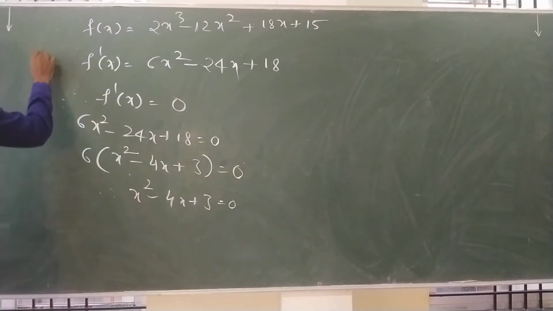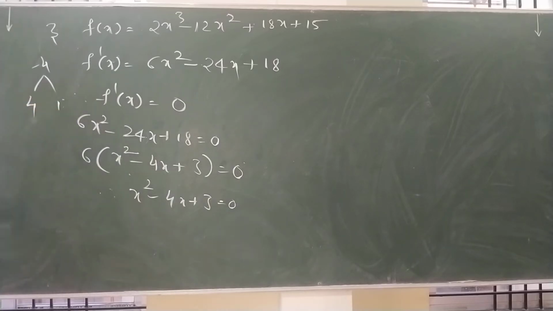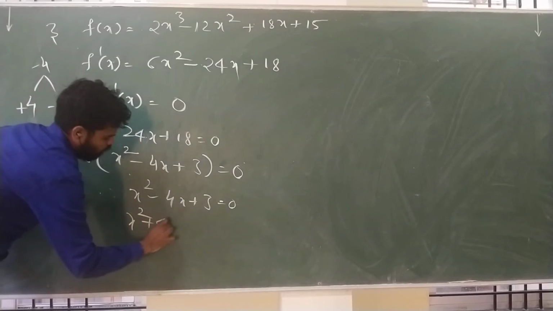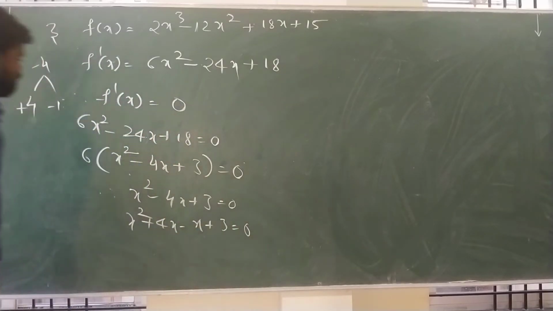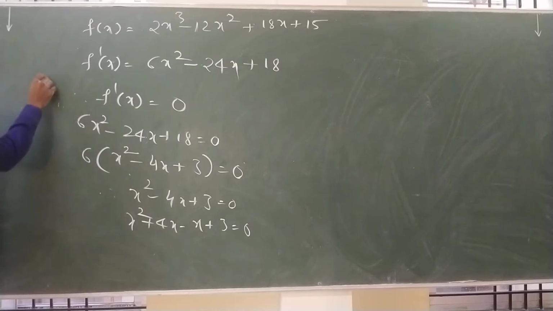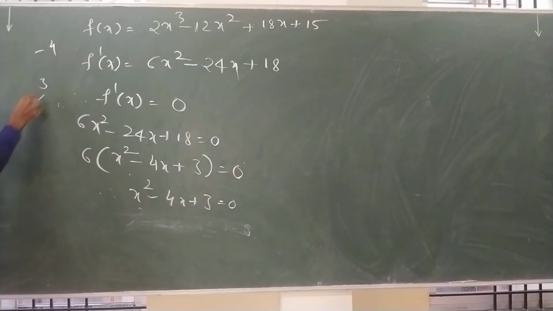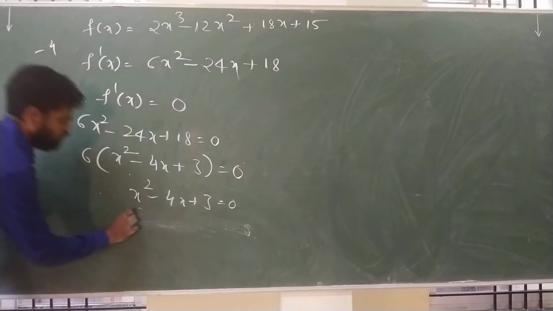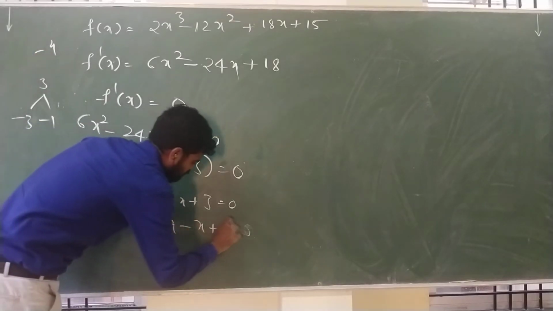The product is 3 and the sum is minus 4. Both factors must be negative, because minus 3 and minus 1 multiply to 3 and add to minus 4. So the equation can be written as x square minus 3x minus x plus 3 equal to 0.